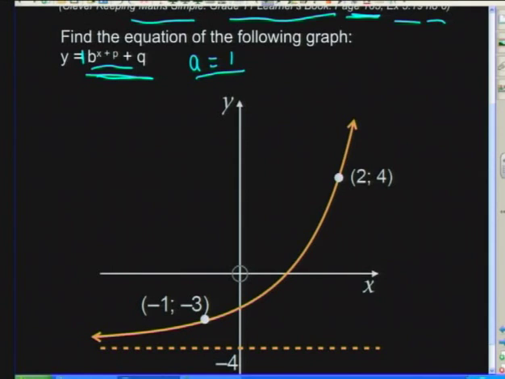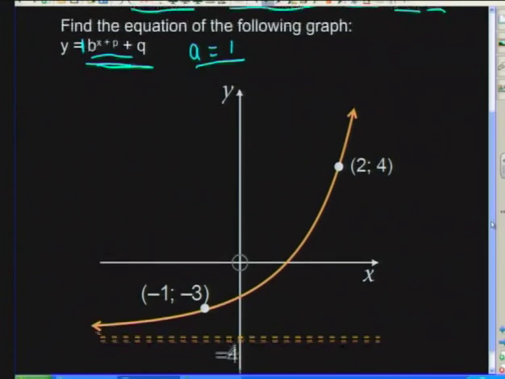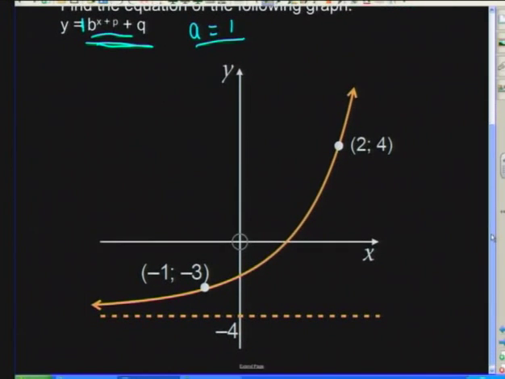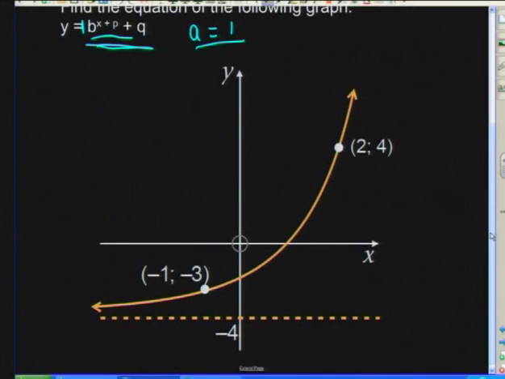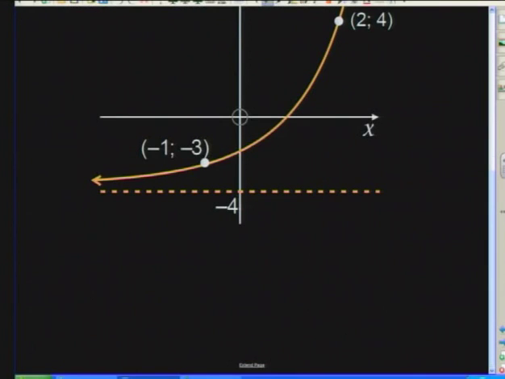We've already got it. Okay, hopefully you all agree that the next easiest value to fill in is the value of the asymptote, so the value of q. And if you look at the graph, you see that the asymptote is at the point -4. So therefore, the equation of the asymptote is y is equal to -4. Okay, that's your horizontal asymptote at -4. So it's quite easy to see what the value of q is.